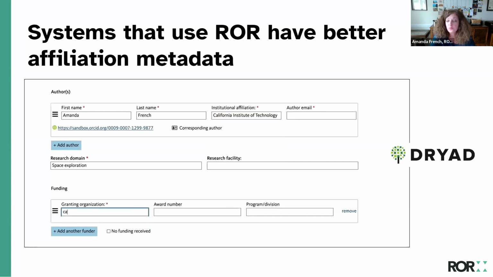And similarly, when asked to identify their funder, they can type the acronym CASGC in the funder field and then choose the California Space Grant Consortium. This results in nice, clean, normalized metadata within Dryad, and Dryad then passes that to DataCite in DOI metadata.